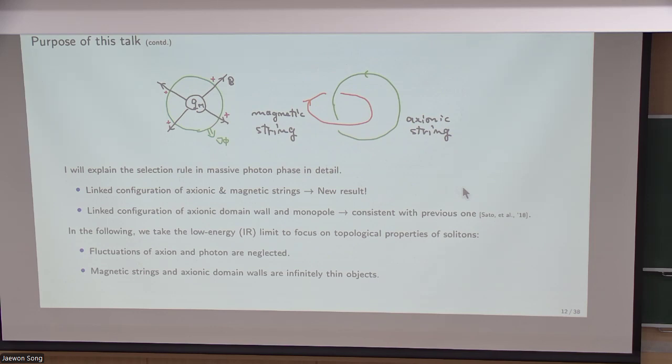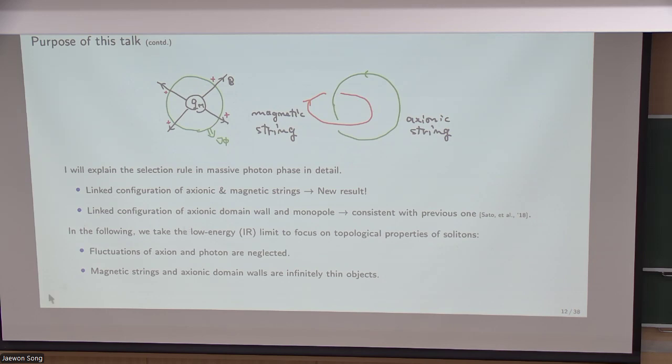This is because of the linked configuration of the axionic and magnetic strings. The selection rules for this linked configuration are our new result. And the selection rules for the linked configuration of the axionic and magnetic monopole are not a new result, but are consistent with previous ones.